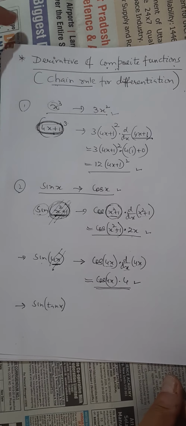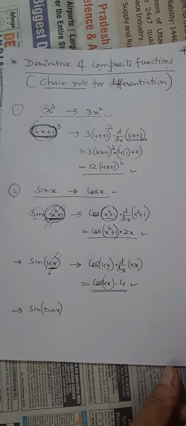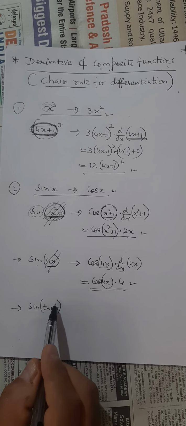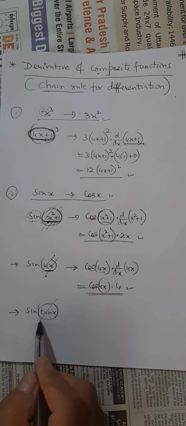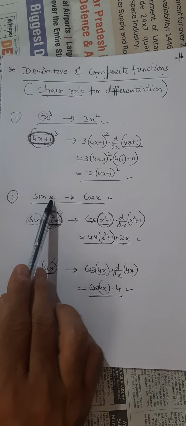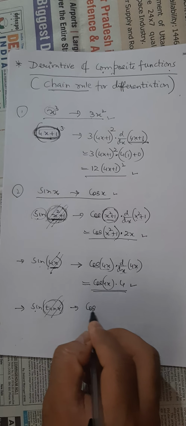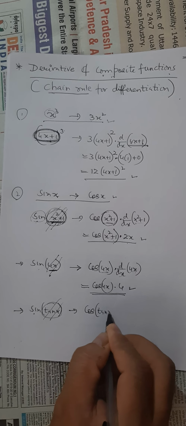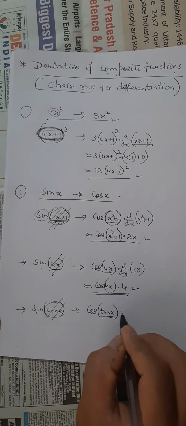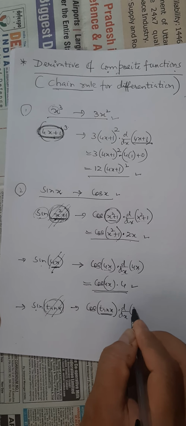So now you must have realized this is a composition of how many functions? 2 functions. I'll imagine this as x. So this looks like sine x. What's the derivative of sine x? You know, cos x. So cosine of 10x into derivative of d by dx of 10x.